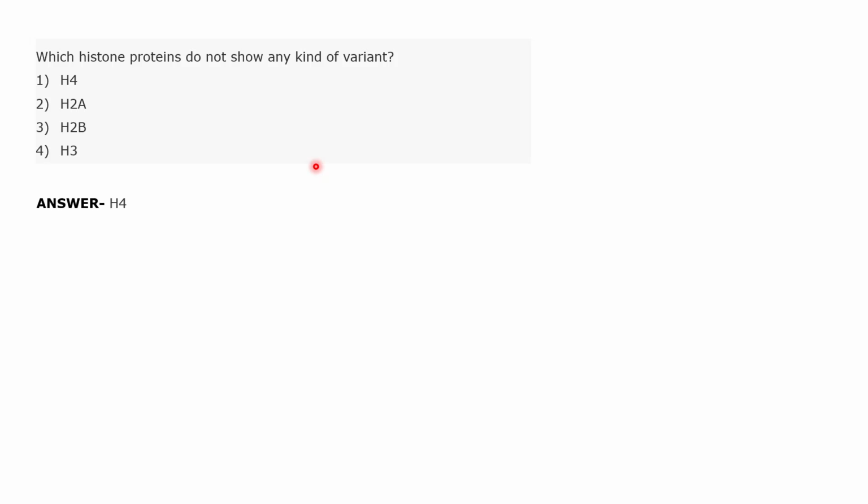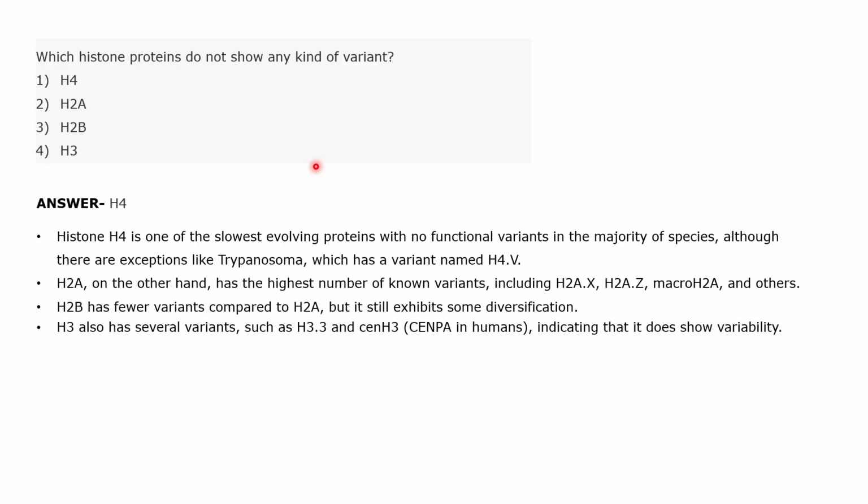Okay, so you are basically right. The answer to this question is H4. It is one of the slowest evolving proteins. It is highly conserved in nature because it is slowly evolving, with no functional variants in the majority of species. Although in the case of trypanosoma, one variant like H4.V is seen, so this is one exception. However, in most cases, histone H4 is highly conserved and slow evolving in nature. That's why it doesn't have any functional variant.